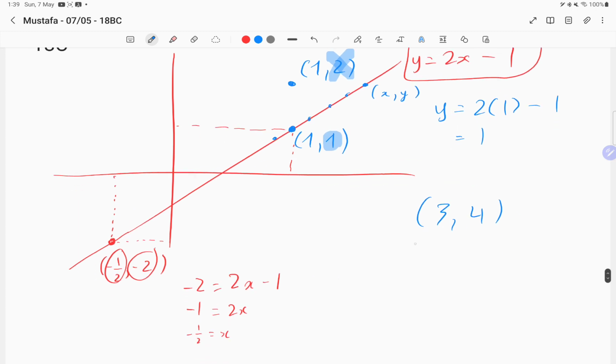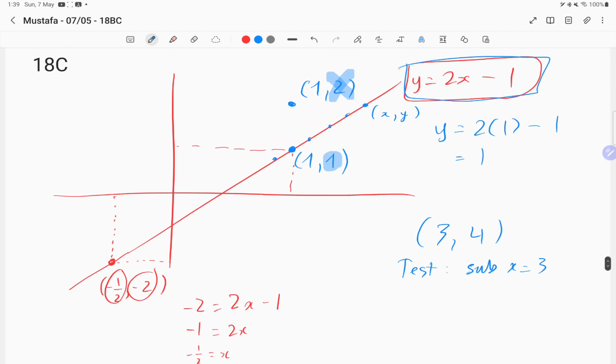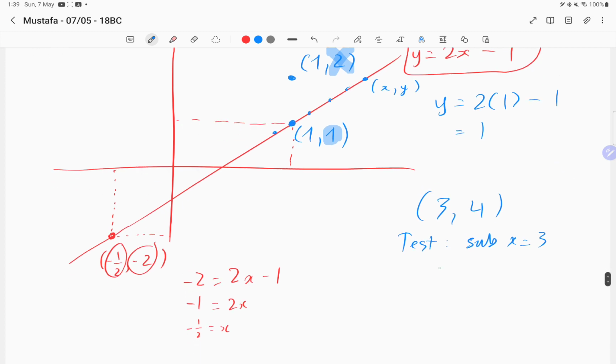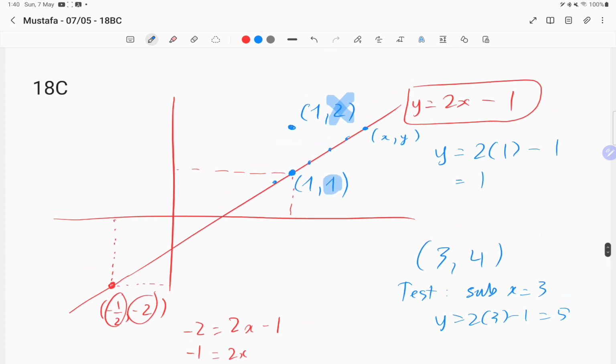So essentially, to test this point, you need to substitute x equals 3, because we're talking about this line here. The y value must follow the exact same rule. It has to be 5, yes. So you would get y equals 2 times 3 minus 1, which is 5. Because this y value is 4, (3, 5) is on the line, and (3, 4) is 1 lower. So this is not on the line.